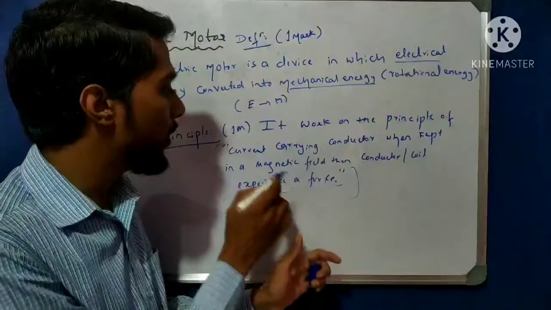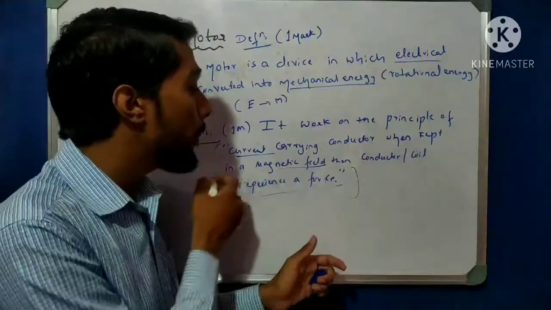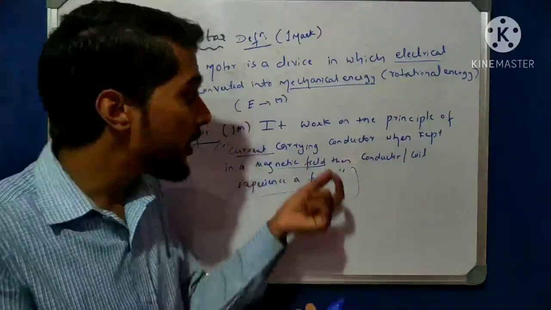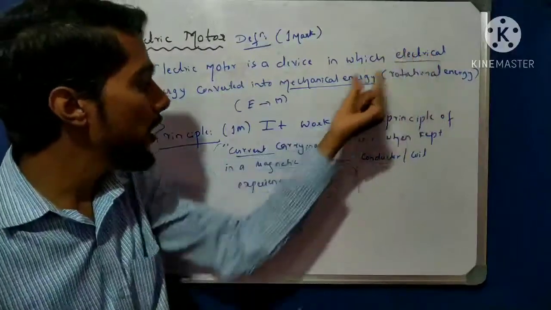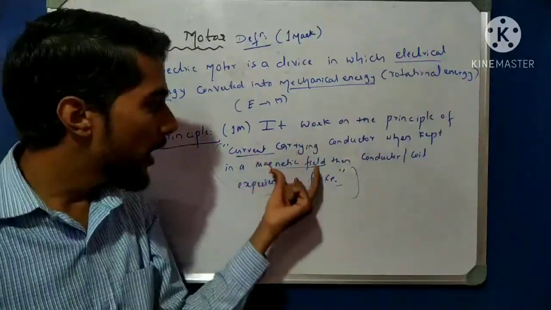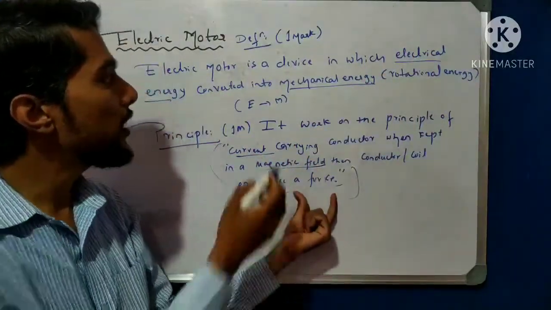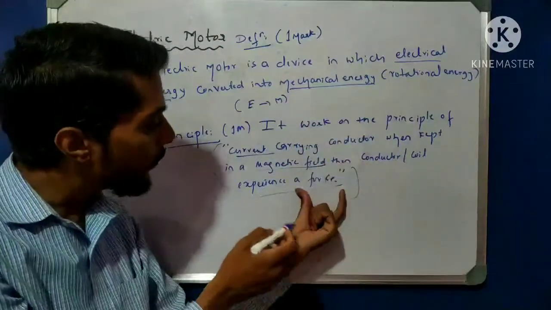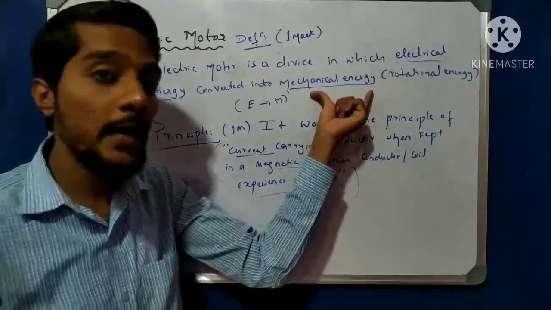That is very important. So current is present and the magnetic field is also present. Right? That is the electric device. Electrical energy, a current carrying conductor, and a magnetic field can make a force. That is what? Mechanical energy. This expansive force is nothing but mechanical energy.